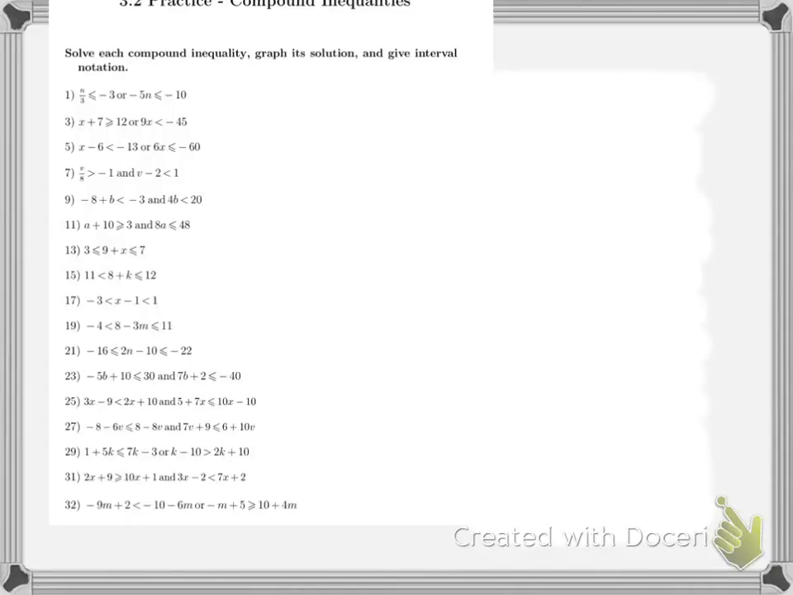Hey everybody, it's Mrs. C, and I am here today to do a little bit of review of, what do we call this? Solving inequalities, graphing inequalities, writing them in different notation. And so I just found a really cool worksheet, whole bunch of problems.